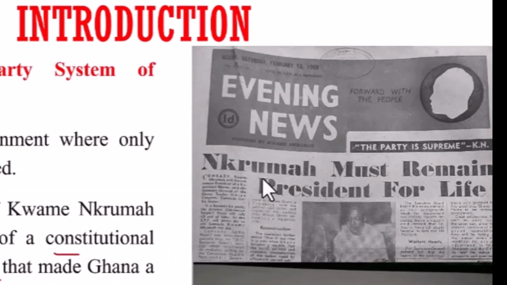This is an evening newspaper, and it says Nkrumah must remain president for life. This was published on February 13th, 1960. So this was published 4 years before, because the one party came into being in 1964. So this is what the newspaper is saying.